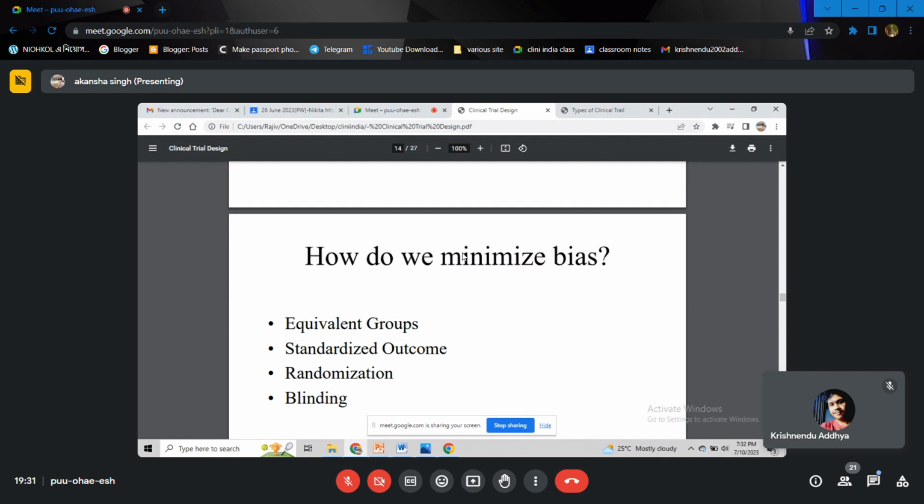Then the outcome should be standardized. Whenever we make a protocol, there are only two kinds of outcomes: primary endpoints or secondary endpoints. So we have to standardize, so that for every patient we take their parameters and study them. Then, if you are doing a phase 3 trial, it should be blinded. Sometimes it is unblinded, but most of the time we have to make the study blind to standardize the outcome, or you can say standardize the result. We need to do the blinding of the study.